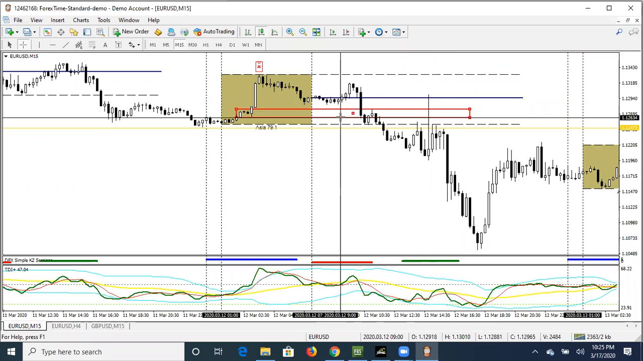So the stop loss for this trade would have been about 70 pips. Your take profit should be twice that, which would be 140. Did this give us 140 pips? Oh yeah, it did. It surely gave us 140 pips. But notice we had to sit.